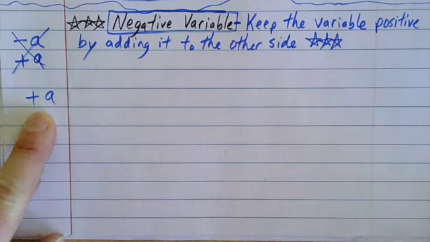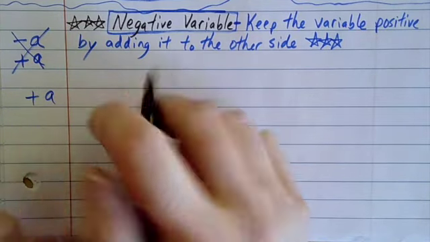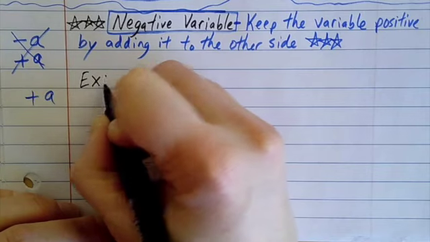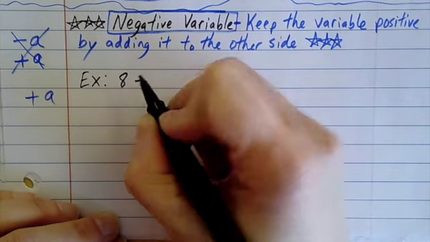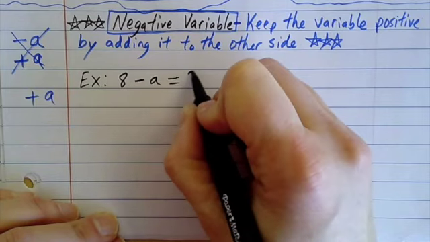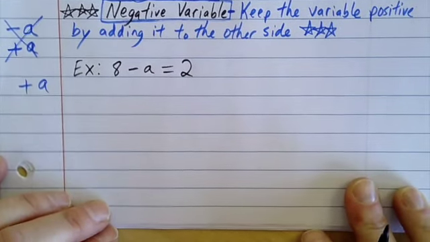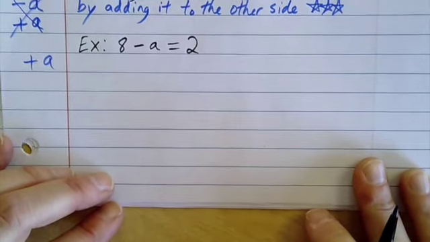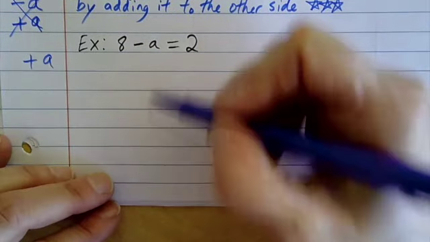So again, I'm going to write an example. I'm going to skip a line and then come down. My example is going to be 8 minus a equals 2. Some people can see what a needs to be to make this true, but I want to solve this. We're going to draw a line down the equal sign.